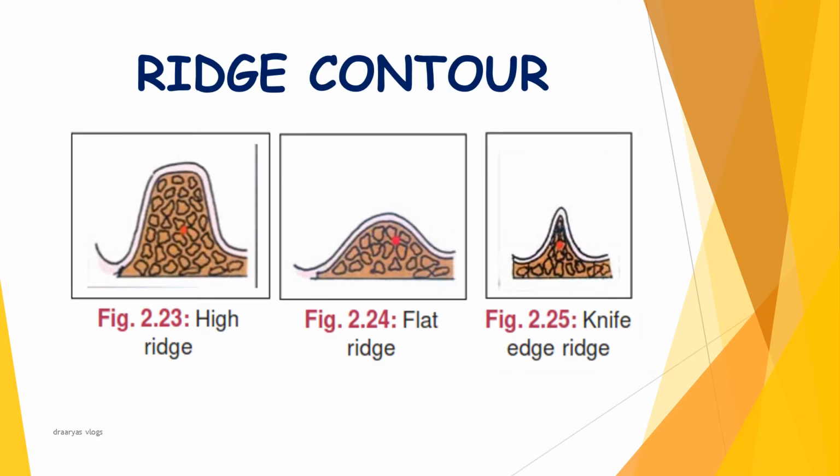So next, coming to ridge contour. Ridges can be classified based on their contour as high ridge with flat crest and parallel sides. It is the most ideal form. Then flat ridge and knife-edged ridge.